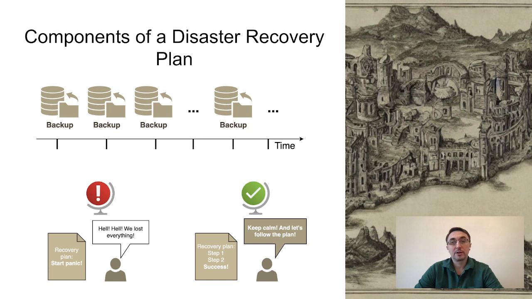Let's break down the components of a disaster recovery plan. Firstly, data backup is fundamental. Regularly back up your critical data to a secure, off-site location. This ensures that in the worst-case scenario, you can retrieve and restore your essential information. Additionally, have a well-documented plan that outlines the steps to be taken during and after a disaster.